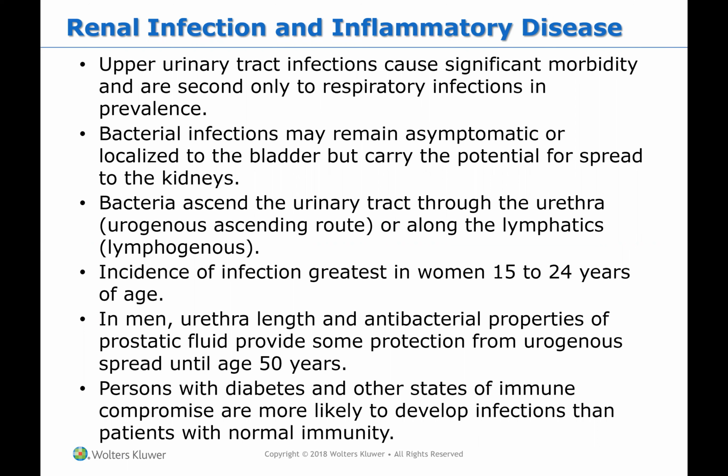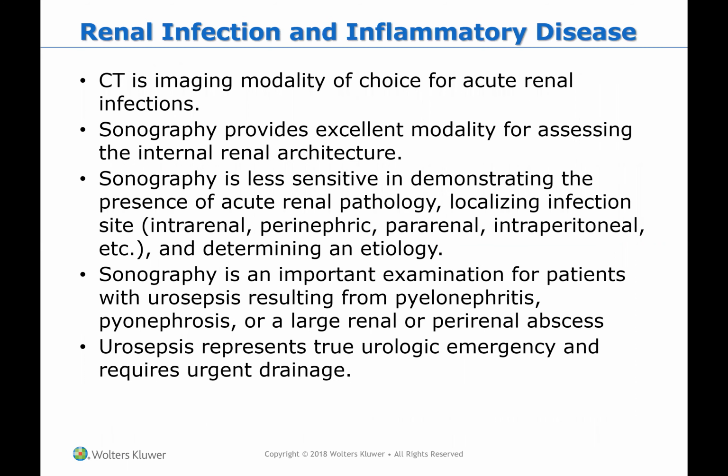The incidence of infection is greatest in women 15 to 24 years of age. In men, urethral length and the antibacterial properties of prostatic fluid provide some protection until around age 50. Usually CT is the imaging modality of choice for acute renal infections.